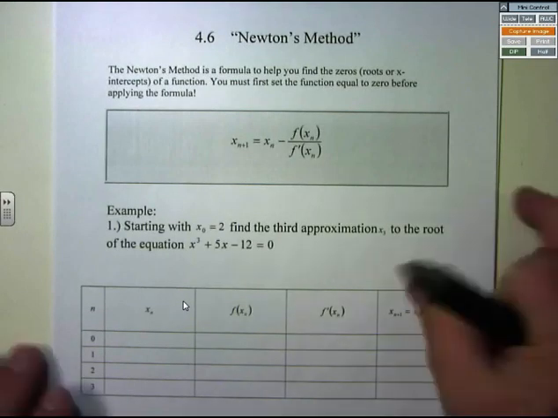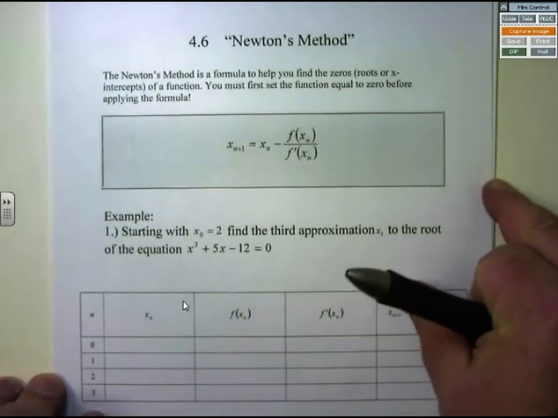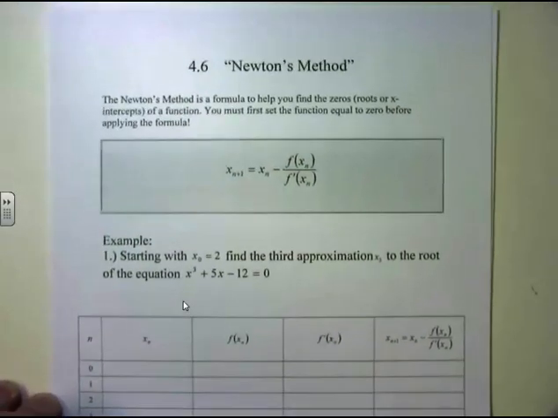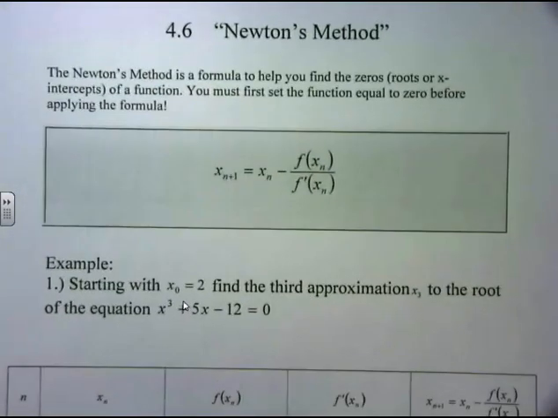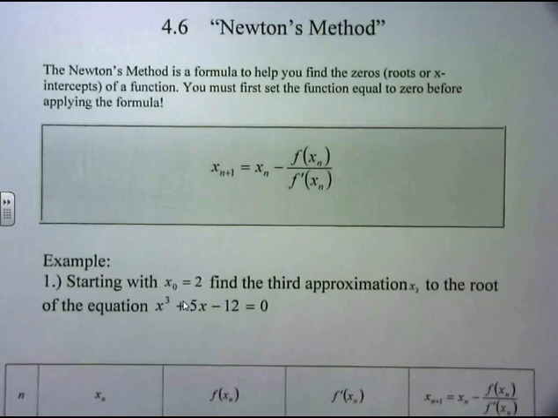Well, welcome back. We're in section 4.6 called Newton's method. Now, Newton's method is a formula to help you find the zeros, roots, x-intercepts of a function. It's named after Sir Isaac Newton, the founder of calculus. You must first set the function equal to 0 before applying the formula.